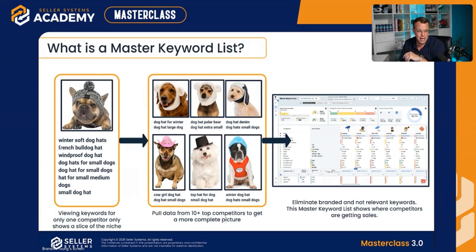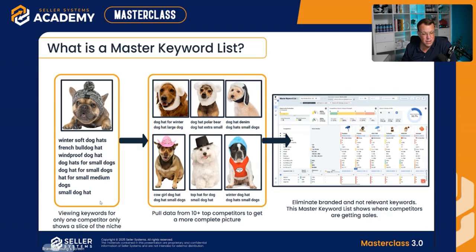And so what it means is that if we've got winter soft dog hats, French bulldog hat, windproof dog hats for small dogs, dog hats for small dogs, or dog hat for small dogs, hat for small medium dogs, and small dog hat, all of these are different keywords, right? And then you've got keywords that are more specific to other types, like we were talking about variation specific keywords. So dog hat denim, dog hat small dogs, that's a more generic one. Dog hat polar bear, that's very, very specific, right?